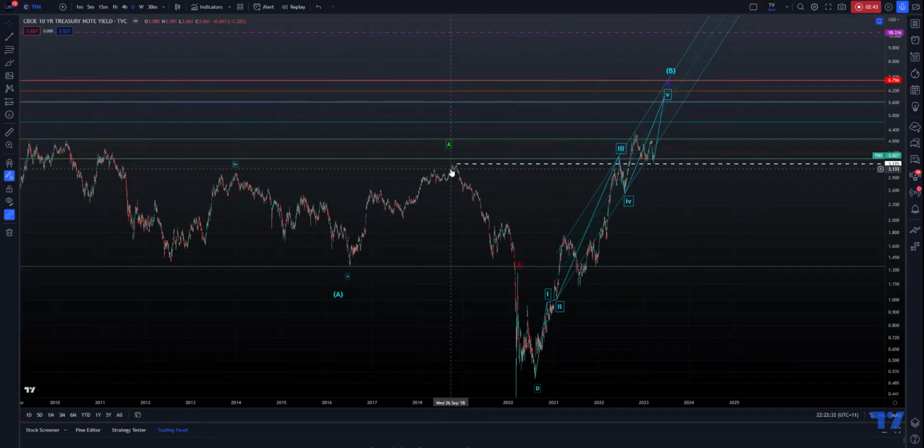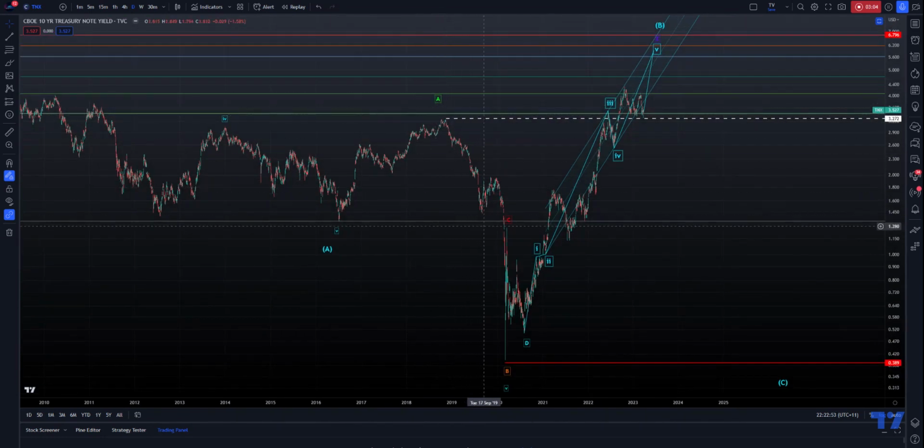a zigzag, right? And it's not a zigzag as in just A, B, C. The internals suggest that the B wave, internal B wave, was expanded. And you can see a C, D, E pattern right at the highs there. Now, I believe that the move down was a B wave. So it was an expanded B wave down due to basically what was happening during that time, the lead up to November 2019, and then obviously what happened during 2020.